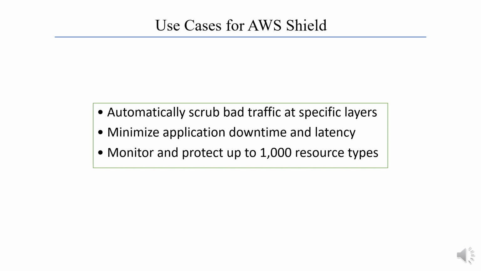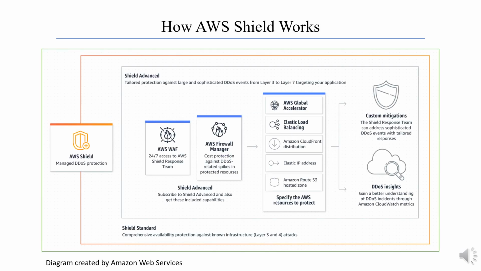Monitor and protect up to 1,000 resource types. You can activate automatic detection, mitigation, or protection for each resource type per AWS account. Excellent. Now let's see how AWS Shield works in a typical application environment.